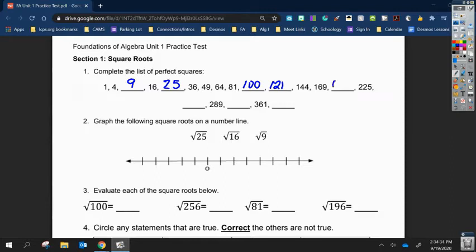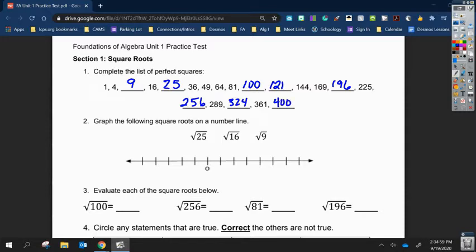14 squared is 196. 15 squared is 225. 16 squared is 256. 17 squared is 289. 18 squared is 324. 19 squared is 361. And 20 squared is 400.